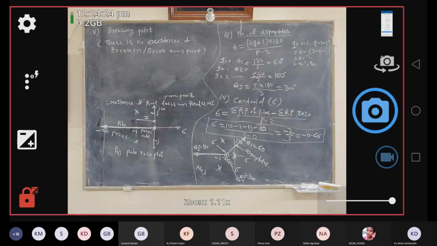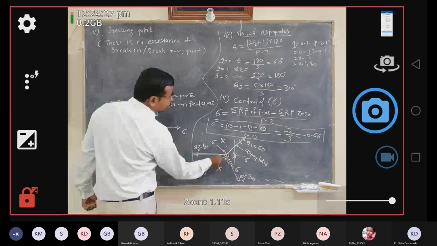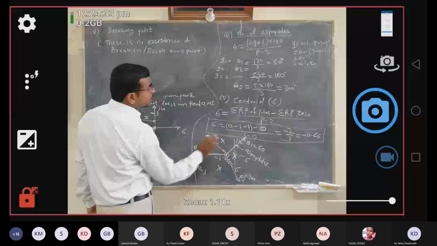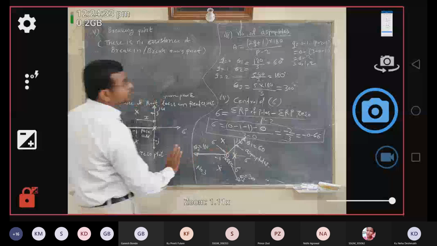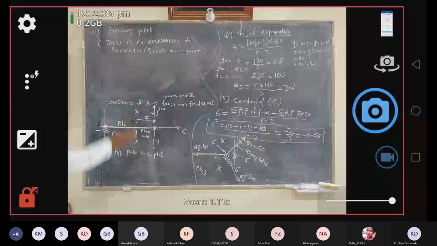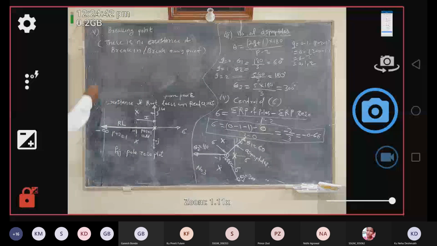तो क्यों नहीं है? So there is no consecutive poles exist on the real axis. Okay, so therefore there is no existence of breakaway point या फिर two consecutive zero भी नहीं है. So that's why this rule is not applicable here, particularly for this example. So go for next step.